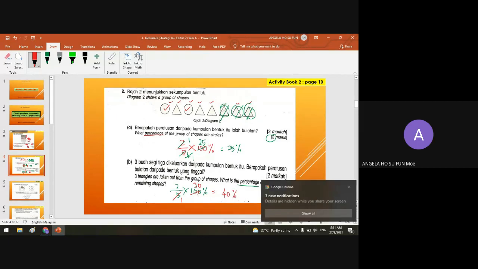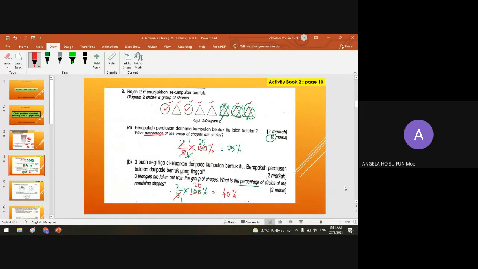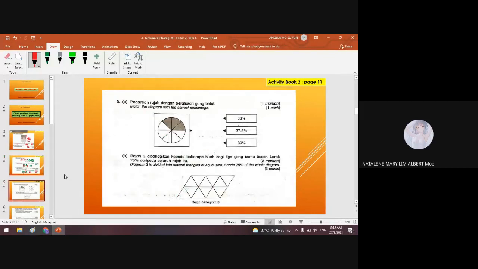If you get the working steps here, you know already it's 2 over 5 times 100. You get the 1 mark. And if you get your answer correctly, then you get 2 marks here. Okay? So far, any problem? No. Can I proceed to question number 3? Okay, very good.